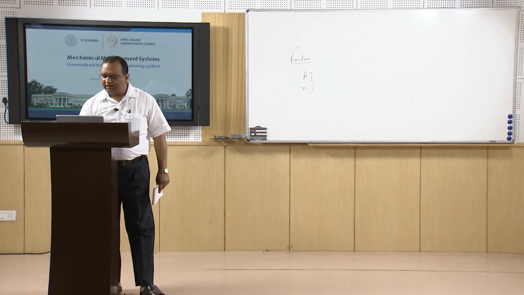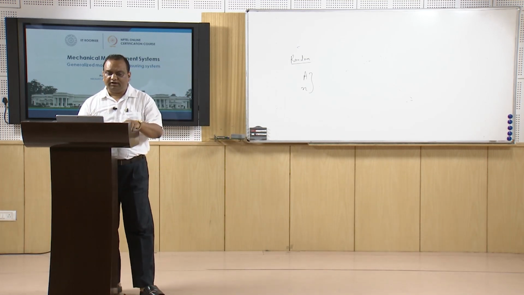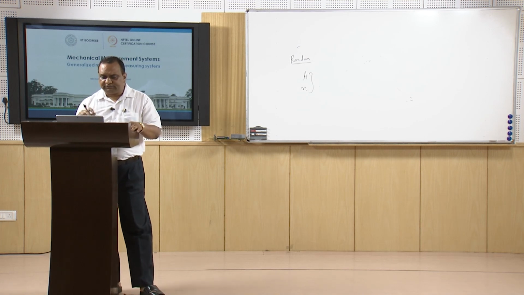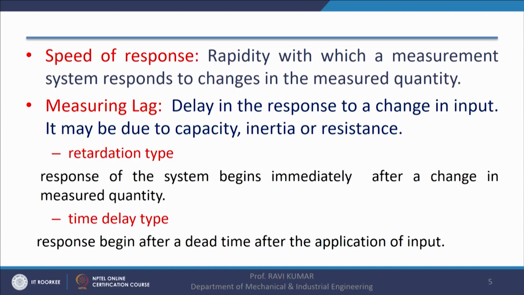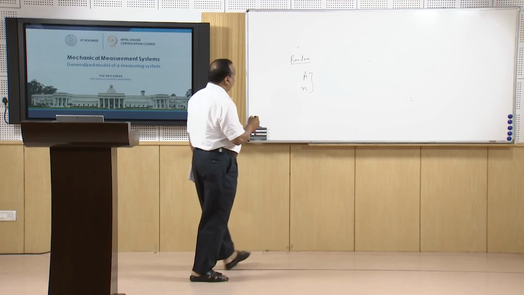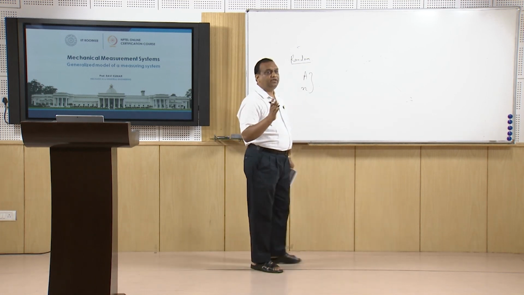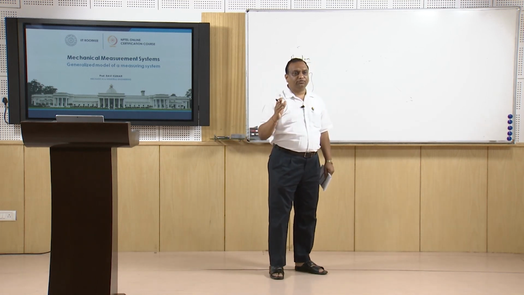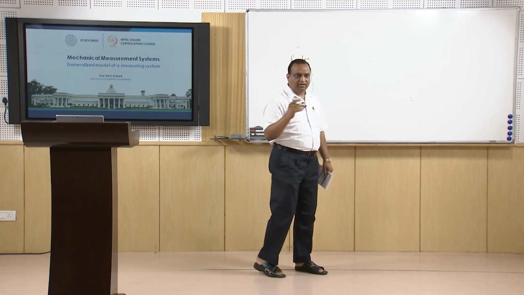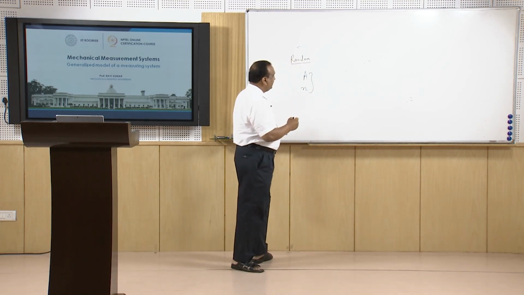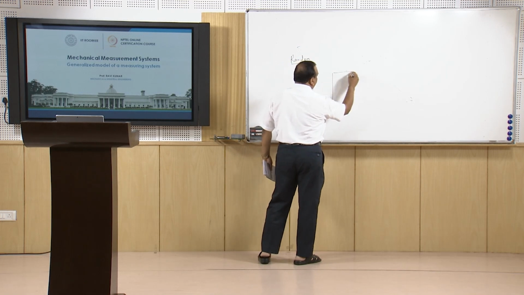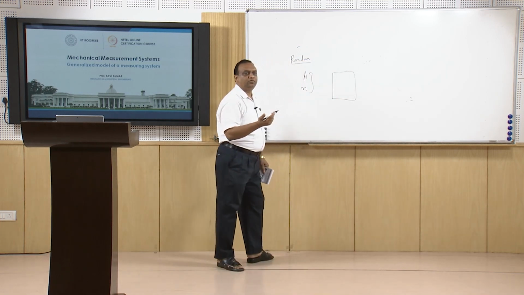So these are the certain type of inputs we have in dynamic systems, and there are certain more definitions like speed of response. So speed of response means, as it is clear from the name itself, it is the rapidity with which the system responds to the input, change in input. There is a change. So I gave you an example of voltmeter. Suppose there is a change in voltmeter 0 to 100 volt.